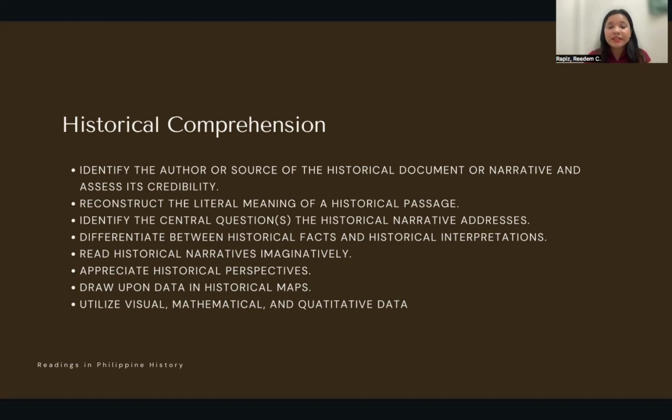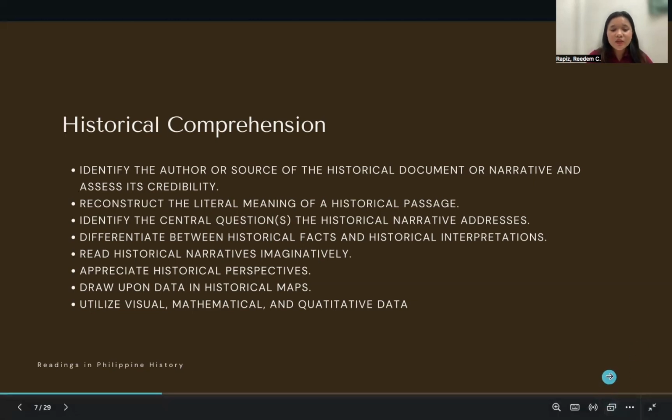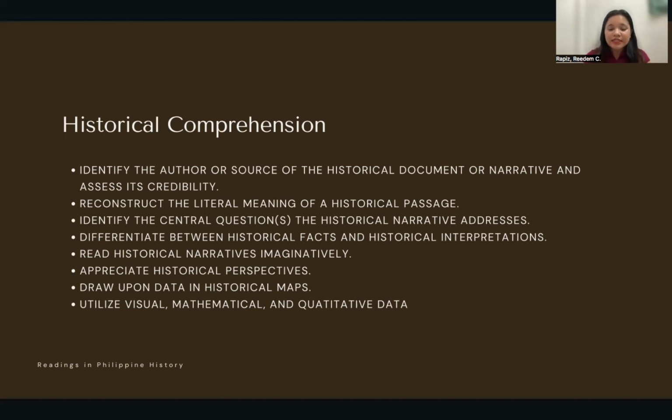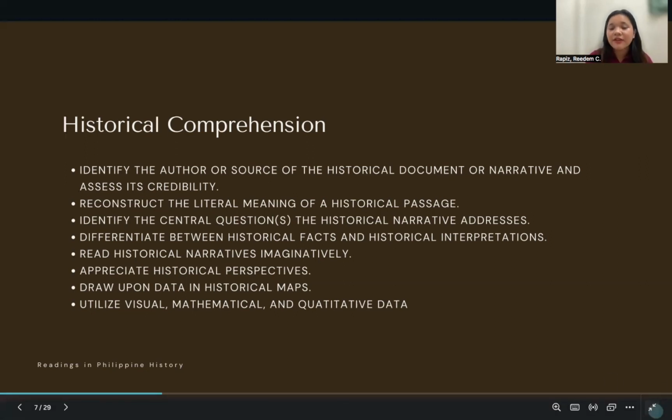Next is read historical narratives imaginatively. It prompts students to submerge themselves in the historical context, empathize with the individuals of that era, and visualize the world during those times. Next, appreciate historical perspectives. It involves developing a clear understanding of the varied viewpoints of history. Draw upon data in historical maps. It involves extracting valuable information and insights from maps created during the specific historical period. And lastly, utilize visual, mathematical, and quantitative data.